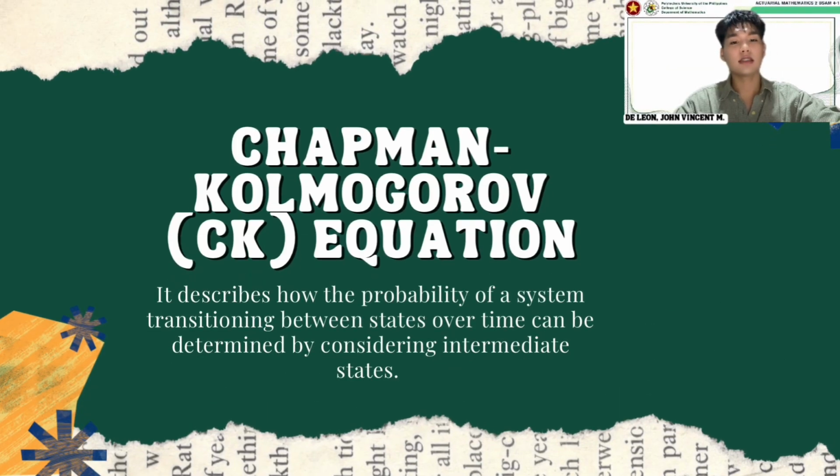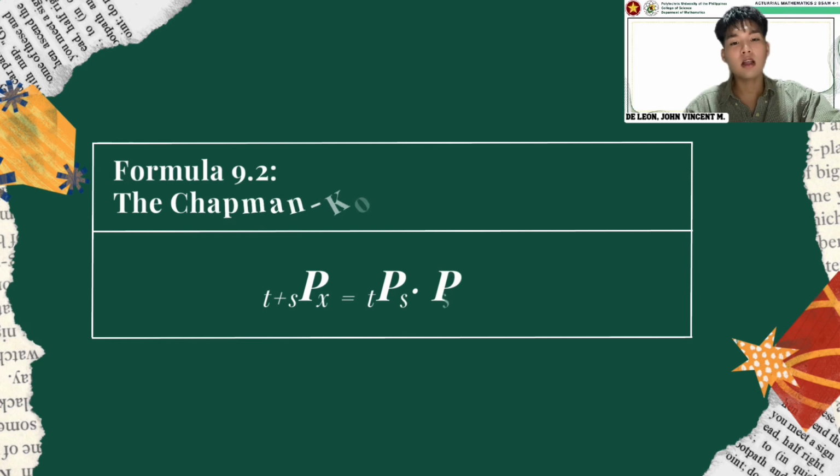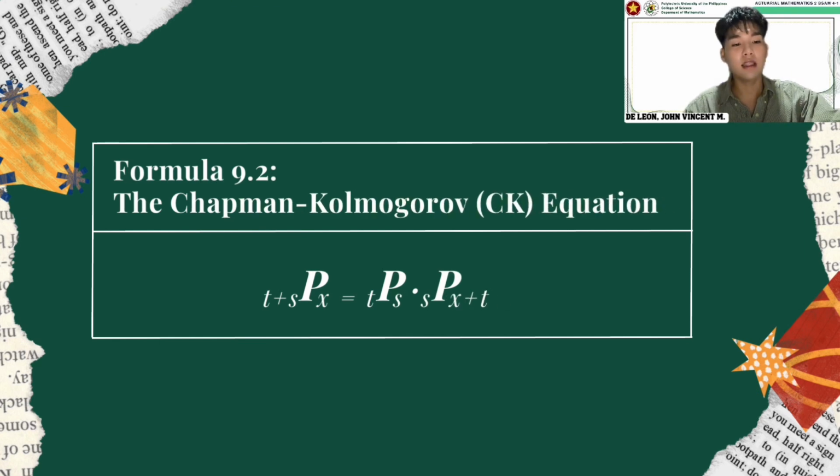For this topic of Lesson 9, we have the Chapman-Kolmogorov Equation. It provides a mathematical framework for understanding the probabilities of transitioning between different states over time. Thus, it can be determined by considering the intermediate states. For the Chapman-Kolmogorov equation formula, we have t plus s p x, which describes the transition probability from state x after a total time of t plus s, equal to t p x, which describes the transition probability over time t, multiplied by s p x plus t, which describes the transition probability from time t to time t plus s.